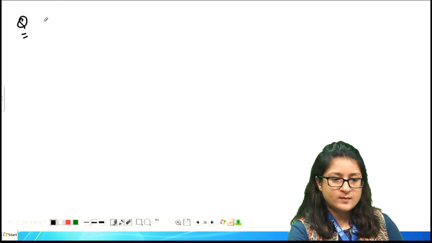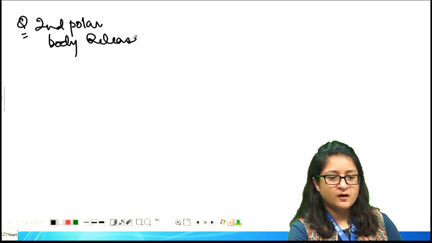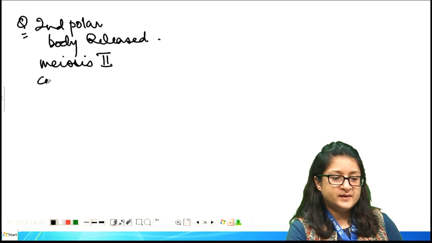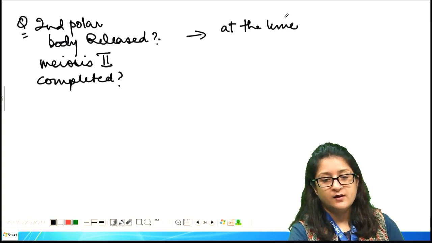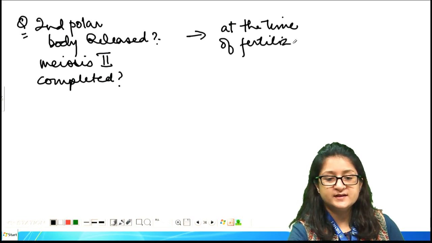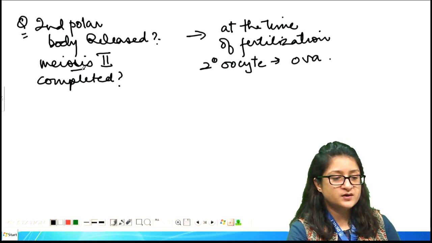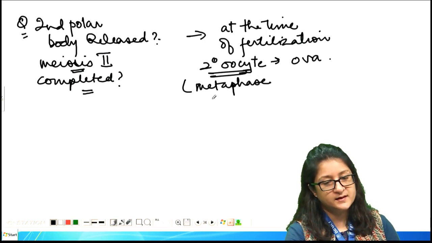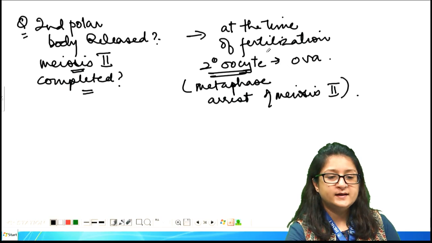The next question that comes to mind is, when is the second polar body released, or when is meiosis 2 completed? This happens at the time of fertilization. At the time of fertilization, the secondary oocyte forms the ovum and the second polar body is released. Meiosis 2 is completed; the secondary oocyte was arrested in the metaphase of meiosis 2, and that is completed at the time of fertilization.